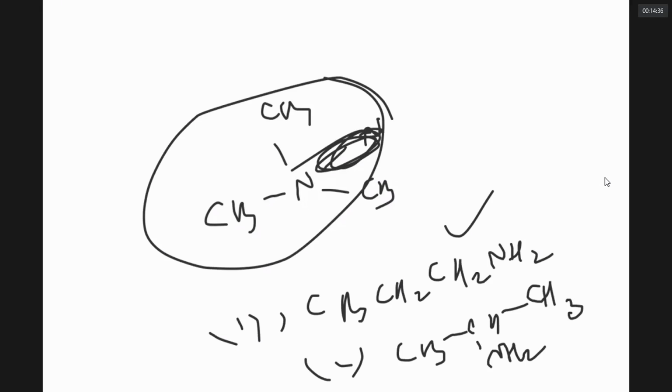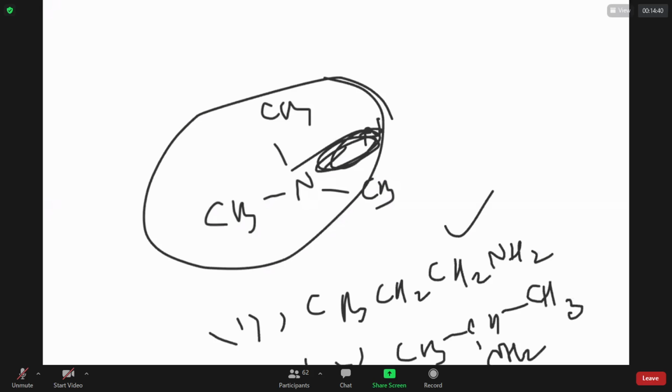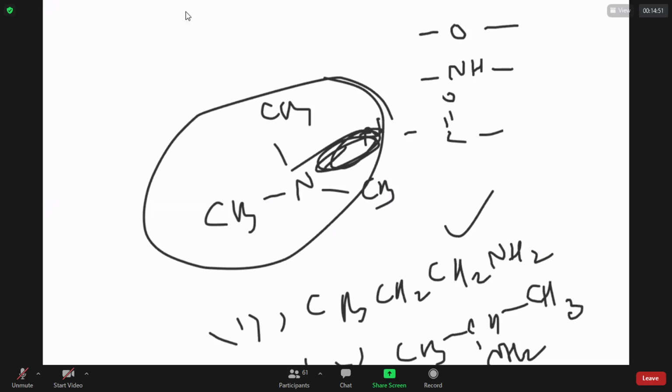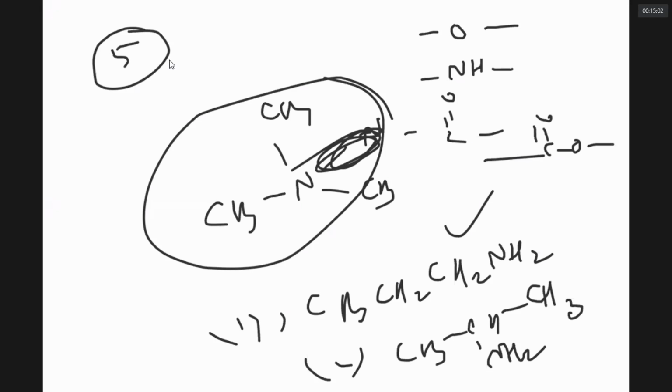Last question. Which of the following classes of organic compounds show metamerism? Metamerism is seen in compounds which have bivalent functional group like ether, like secondary amine, like ketone, like ester. Yes or no? So answer is all the above. This question paper can be completed in 5 minutes. Just 5 minutes.